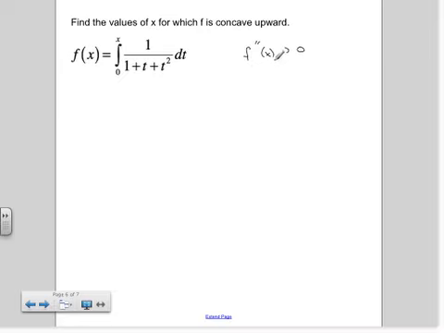Well, to get to the second derivative, I first need the first derivative, and here we use our fundamental theorem again. The derivative of an integral function is the integrand as a function of x. So f prime of x will equal 1 over 1 plus x squared, which I'm going to rewrite as 1 plus x squared to the -1, because my next step is to take the derivative of this to get f double primed.